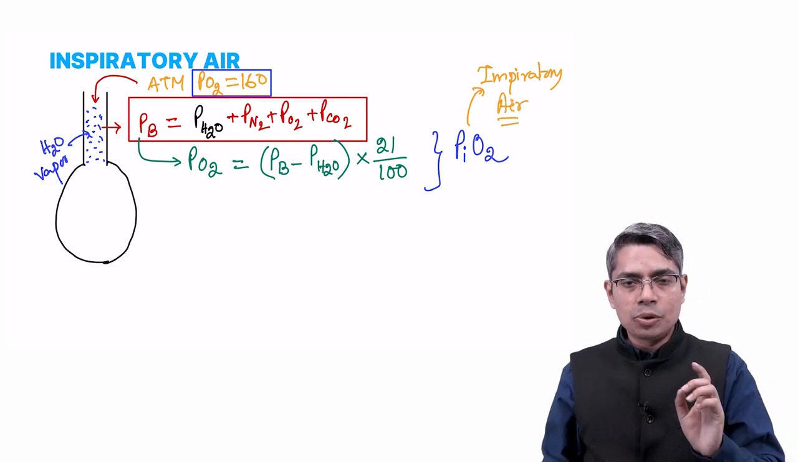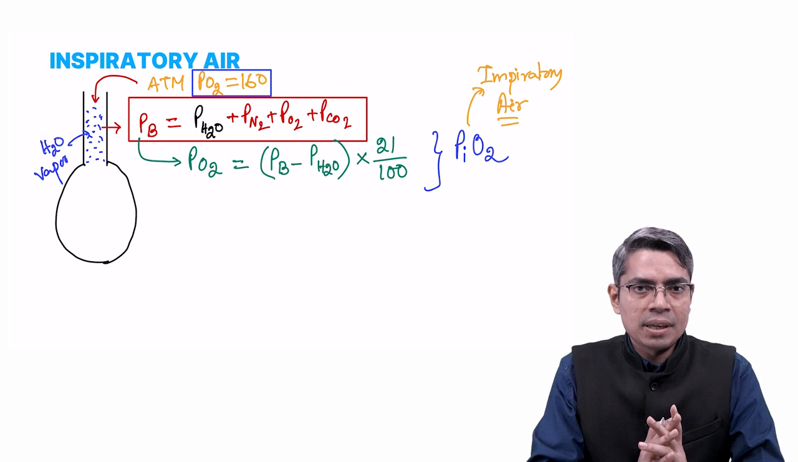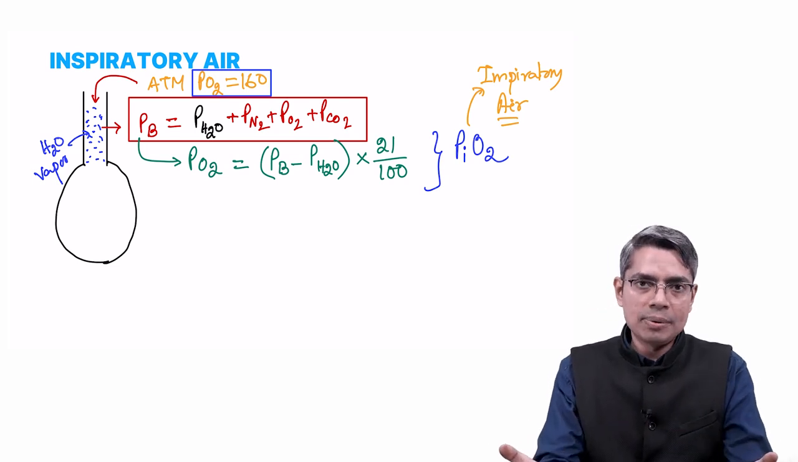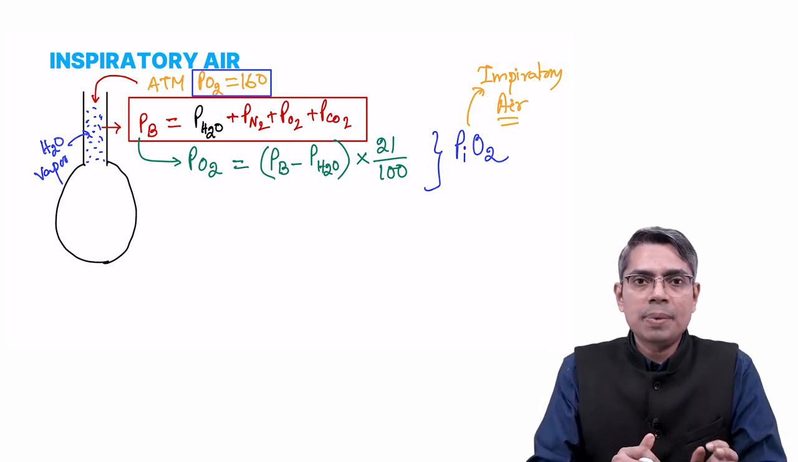Getting my point? The air which you have already inhaled inside your lung, but which has not reached up to the level of your alveoli, is only at the level of the conducting zone. That air is known as the inspiratory air.